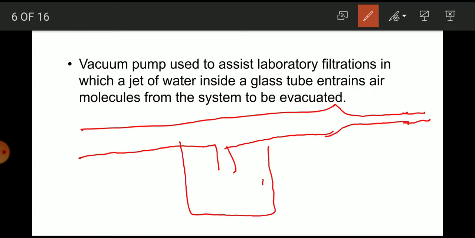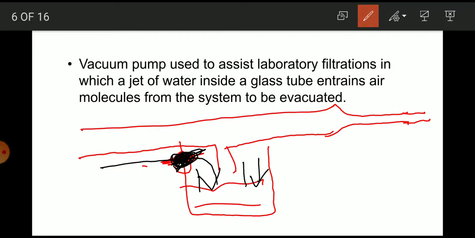Now here is water. Here is a gap, a hole. Air can enter here. Atmospheric pressure also acts here.